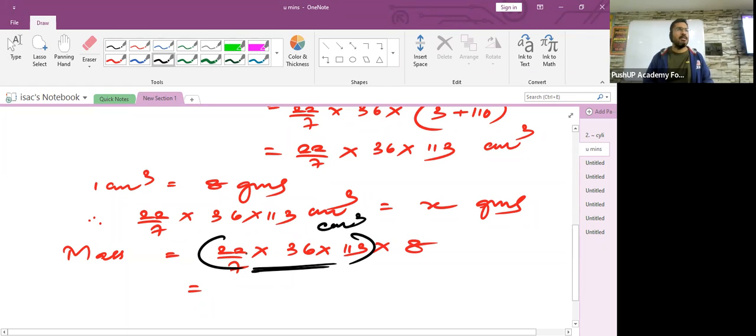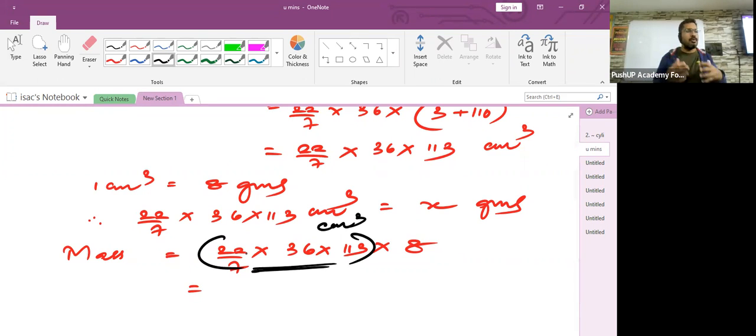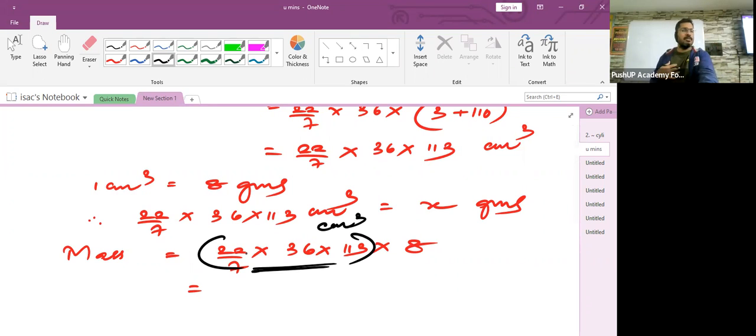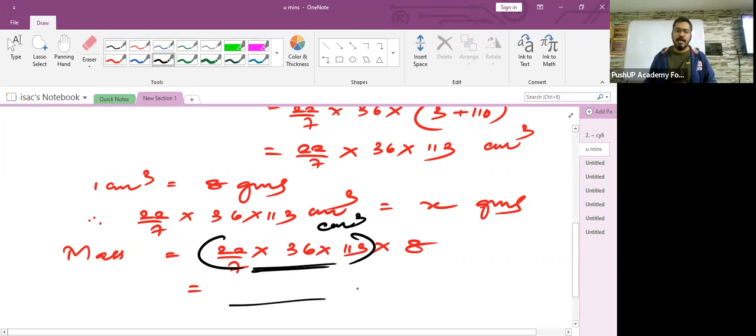This is what? Centimeter cube. Now you're converting that centimeter cube into what? Grams. So whatever volume you got, children, I repeat, whatever volume you got for this solid, which is 22 by 7 into 36 into 113, that has to be converted into grams. What will I do? I know 1 centimeter cube is 8 grams. Therefore, this much of centimeter cube will be equal to this value multiplied by 8. Whatever answer you get, that is your final answer.